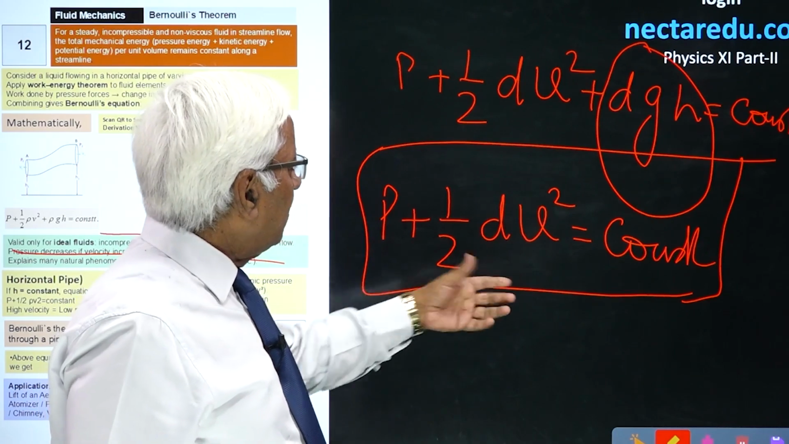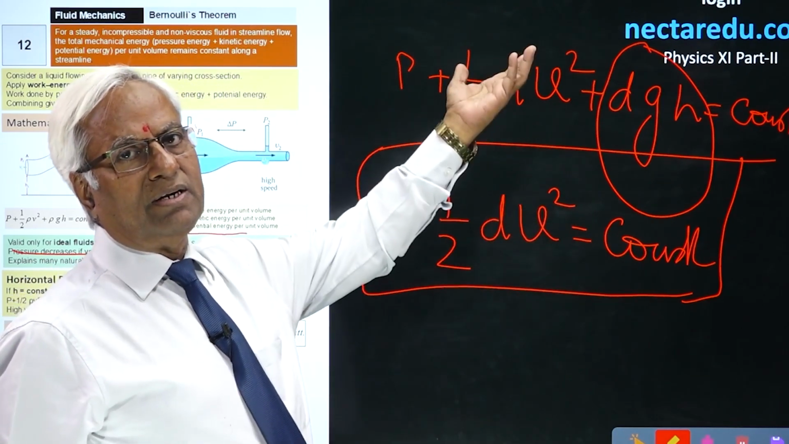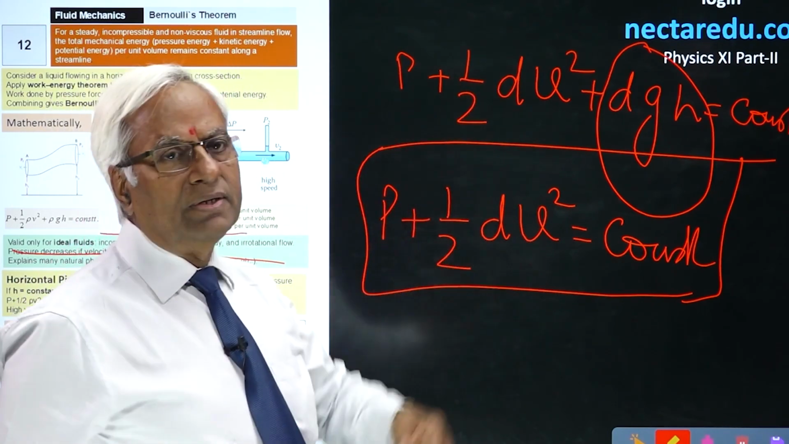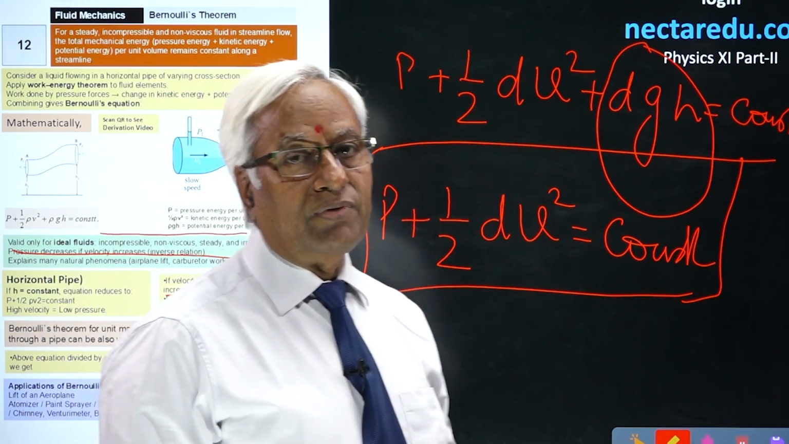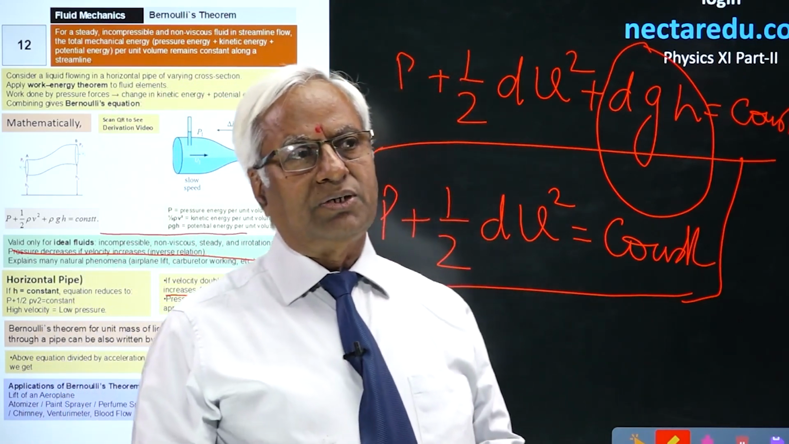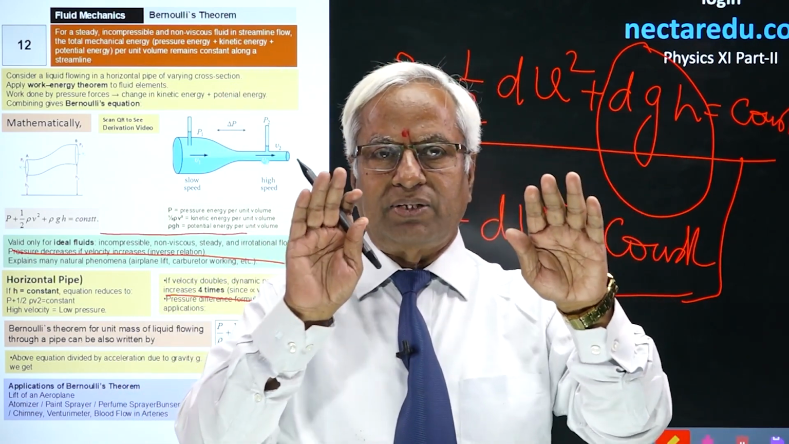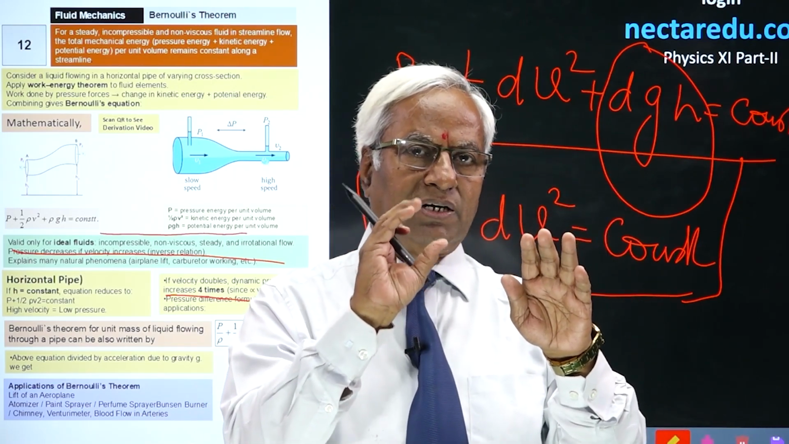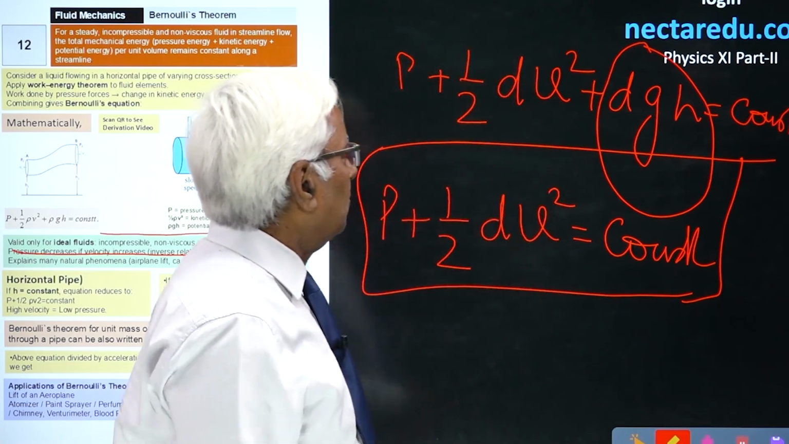This law says that when pressure increases, velocity will decrease, and when velocity increases, pressure will decrease. This you have to remember, and you'll see so many examples. For example, when two trucks are passing side by side, if the velocity becomes greater, the pressure automatically will be less between them. So this is maintained throughout.